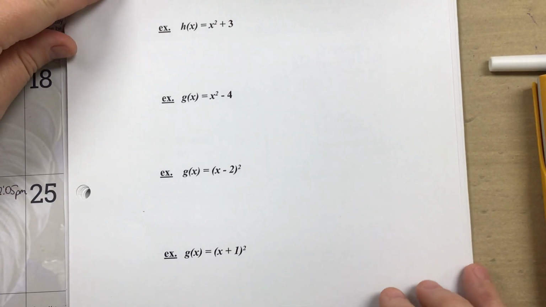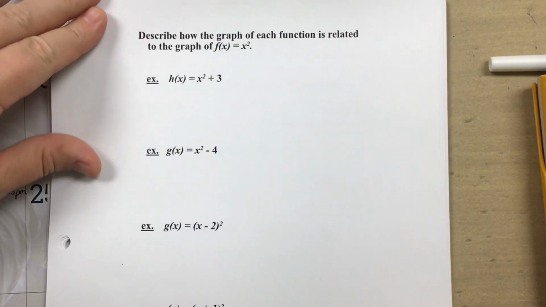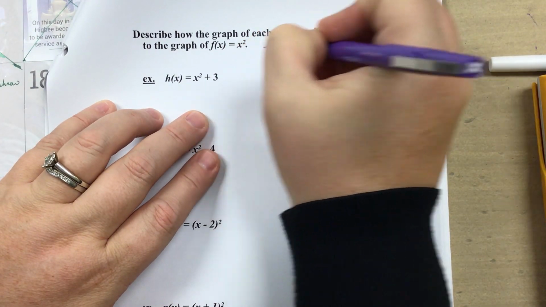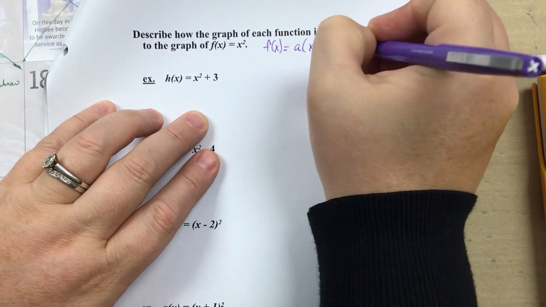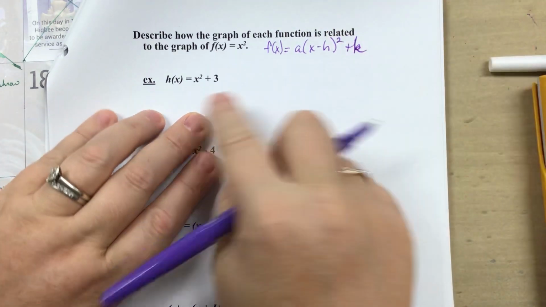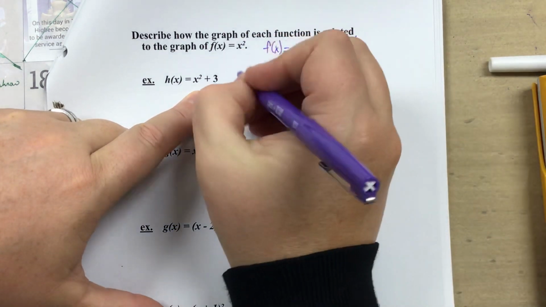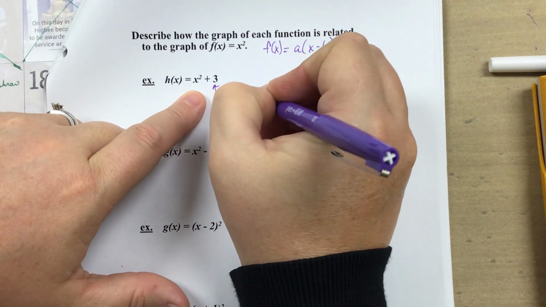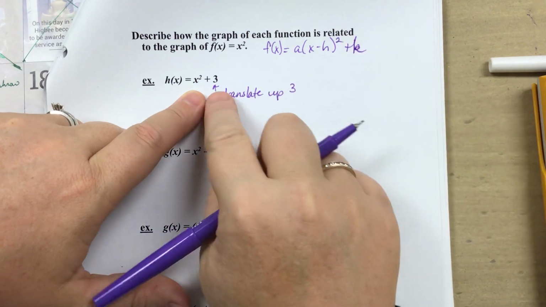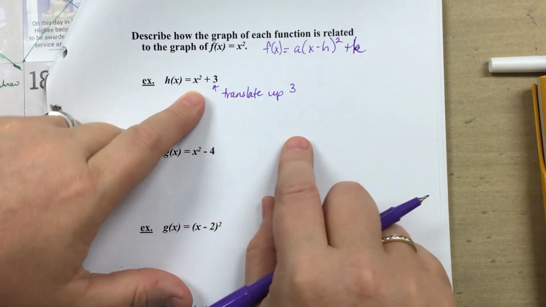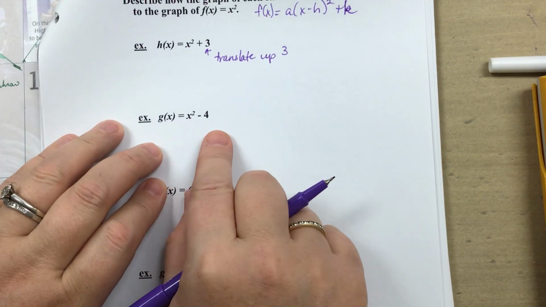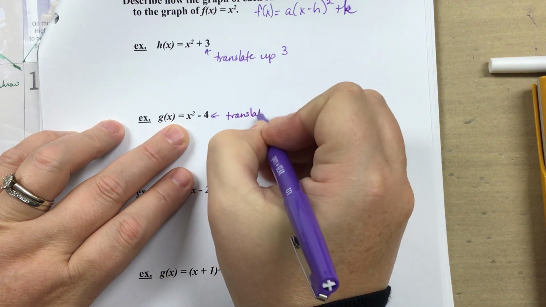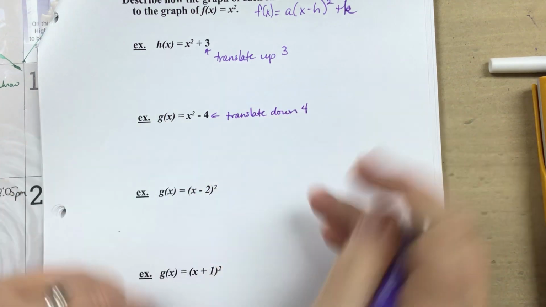It says, describe how the graph of each function is related to the graph of f(x) = x squared. So it goes back to vertex form, which is a times (x minus h) squared plus k. It's plus 3 at the end, so this plus 3 means we're going to translate up 3. It's a vertical translation. We have g(x) = x squared minus 4. Since it's a minus 4, this means we're going to translate down 4.